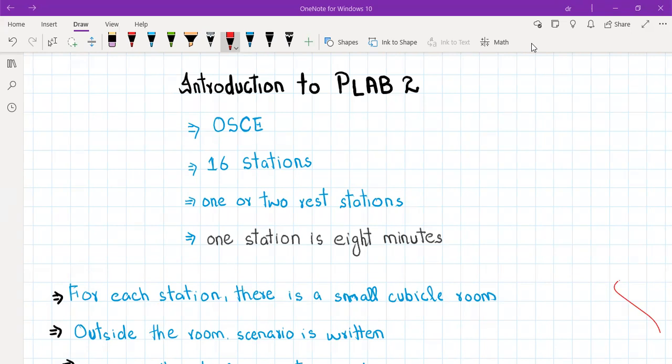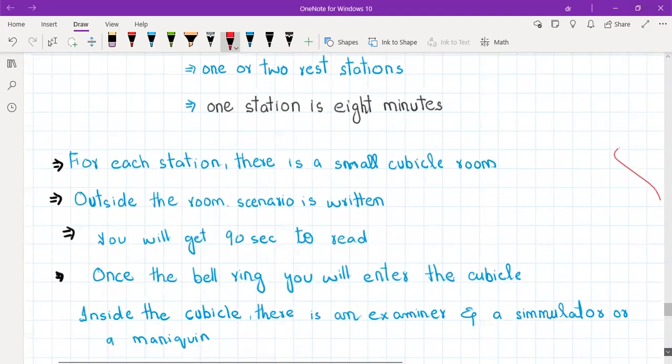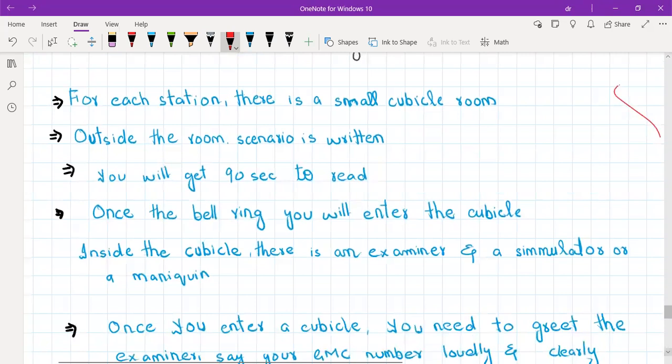Outside the room, on the wall, a scenario is written on a piece of paper, and you are given 90 seconds to read that scenario. Now, don't panic, 90 seconds are more than enough to read the scenario and to generally plan what you are going to do inside the station.